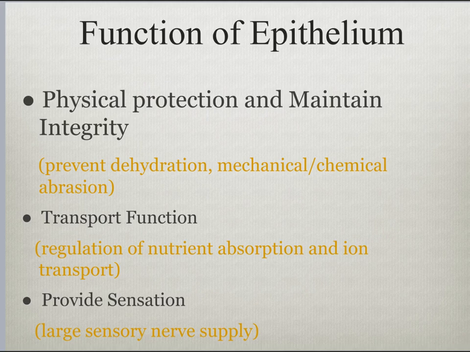Chemical abrasion, same thing. Rain, if a bird were to poo on you, or if somebody were to spit on you, all those enzymes wouldn't break down and get into those lower layers. Epithelium also serves a function for transport, regulation of nutrient absorption and ion transport. So again, if we think about the digestive system, we know that the function of the digestive system is to transport nutrients, right? So absorption of nutrients. And in our kidneys, we're regulating ion transport and absorption and secretion of ions. So this epithelium is going to set up these routes.